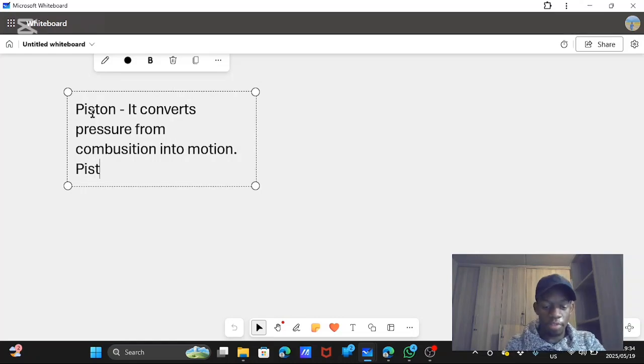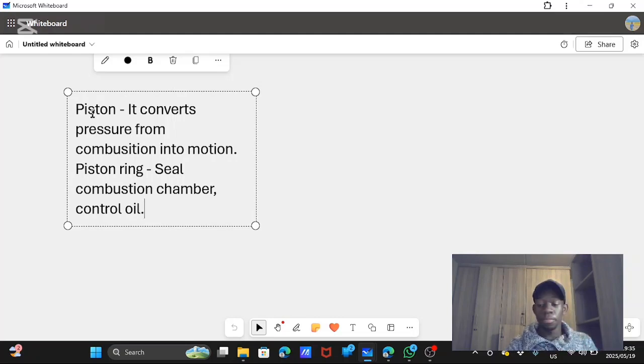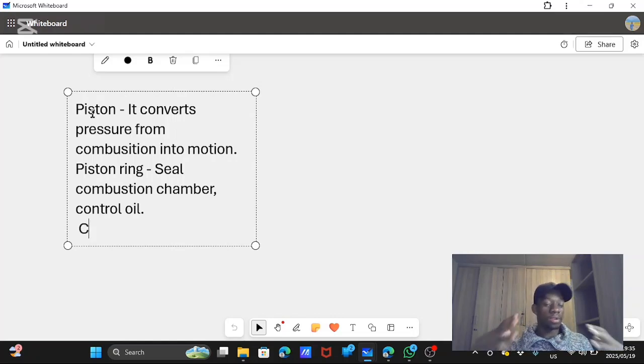And I said we have a piston ring. Piston ring itself seals the combustion chamber and controls oil. We have a crankshaft. So let's go on.